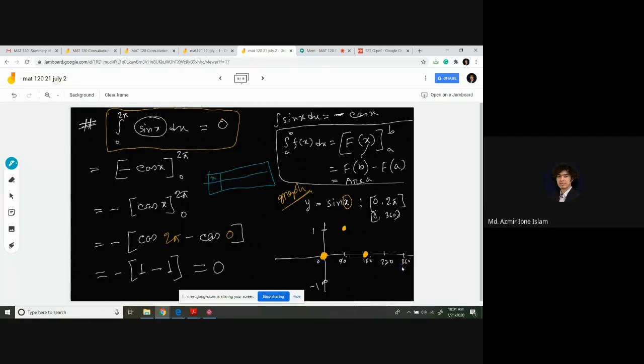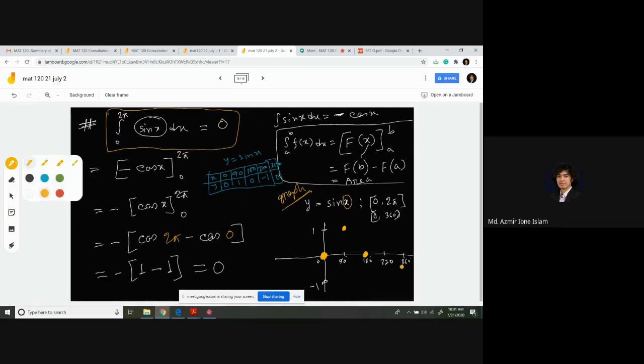We are inputting the values of x. x is 0, x is 90, x is 180, x is 270, and x is finally 360. And our function is y equal to sine x. So sine 0 is 0, sine 90 degrees is 1, sine 180 degrees is 0, and sine 270 degrees? Tell me, what is the value of sine 270 degrees? -1. Sine 360 degrees is obviously 0. So that's the thing I'm trying to say.